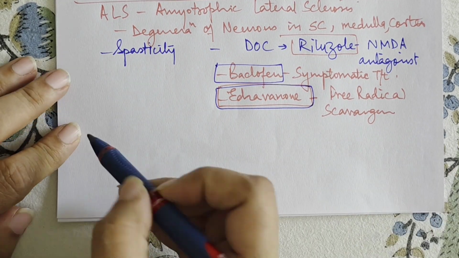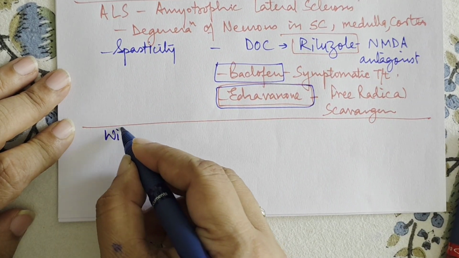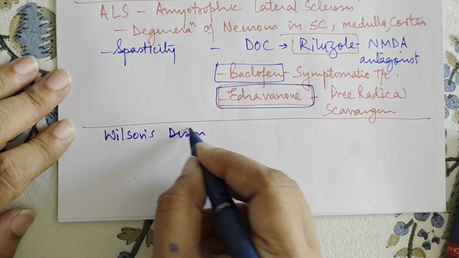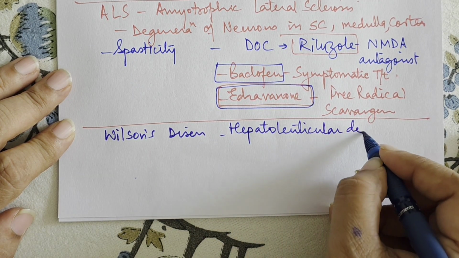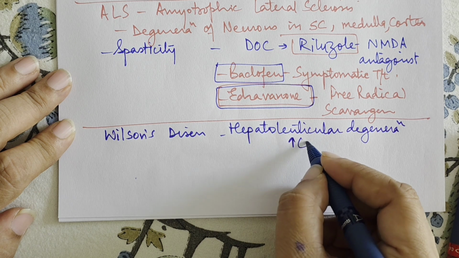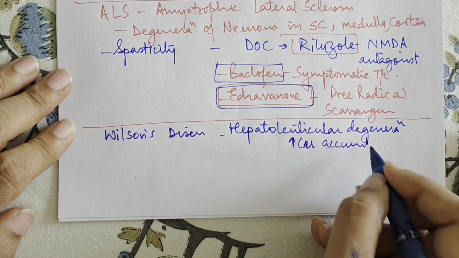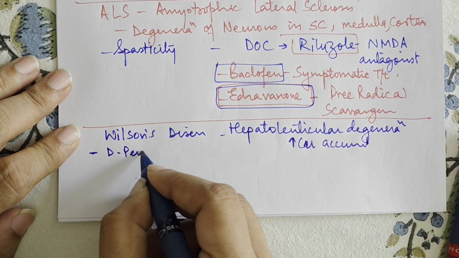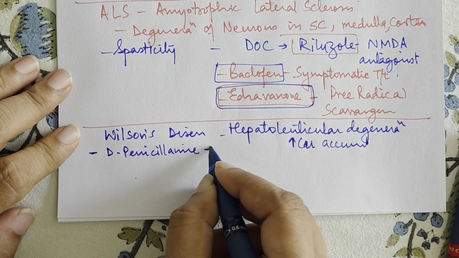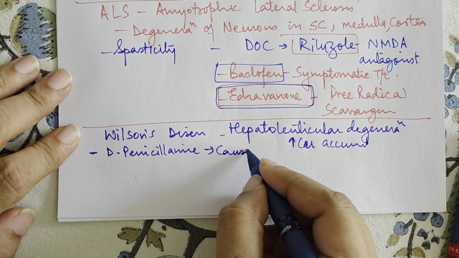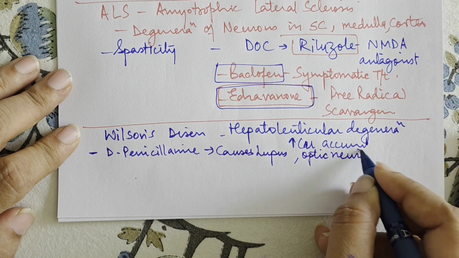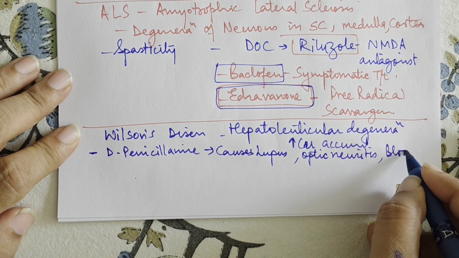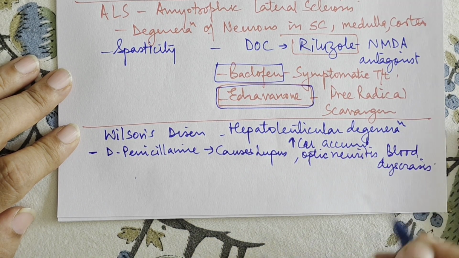Then there is another disease, that is Wilson's disease. Now this is basically hepatolenticular degeneration due to increased copper accumulation. So the drug we have is D-penicillamine. D-penicillamine is a chelating agent and it can reduce the copper, but it causes lupus. It causes optic neuritis and it also causes blood dyscrasias. So it cannot be used.